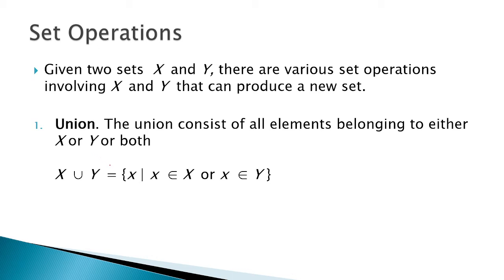The union of two sets. As the name suggests, the union consists of all elements belonging to either X or Y or both. So, when you combine the two sets, all of their members combined is the union of those two sets. It doesn't matter if the sets have similar members or not. When you take their union, the new set that you will form will consist of all the elements of both X and Y. So this is our mathematical definition for that.